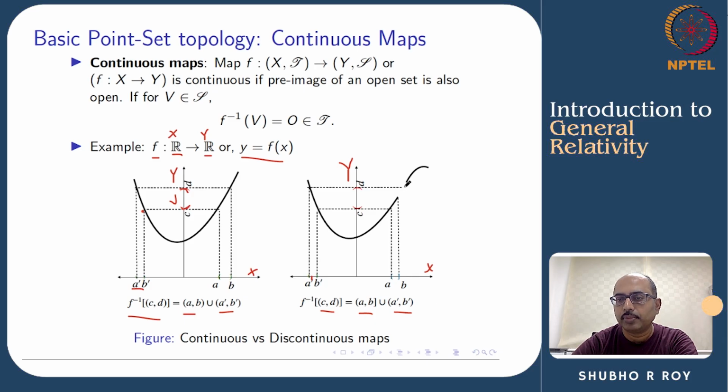So whenever there is a break, we can see every time that the pre-image of an open set which falls inside that break region will not be open. So this establishes the equivalence between the usual notion of continuity as a break-free curve and the topological notion of a continuous map, in which the pre-image of every open set must be open.